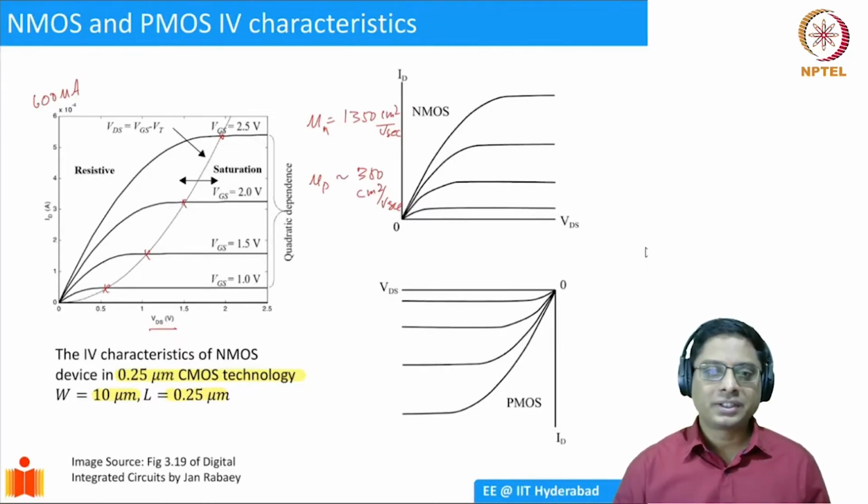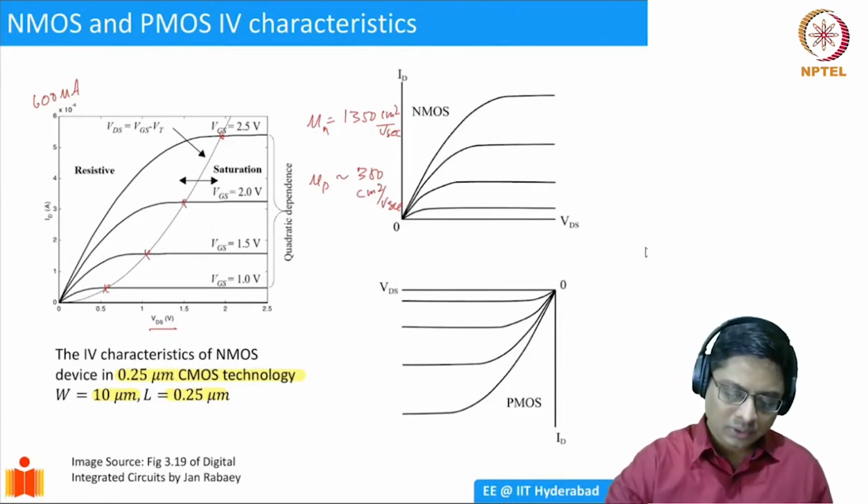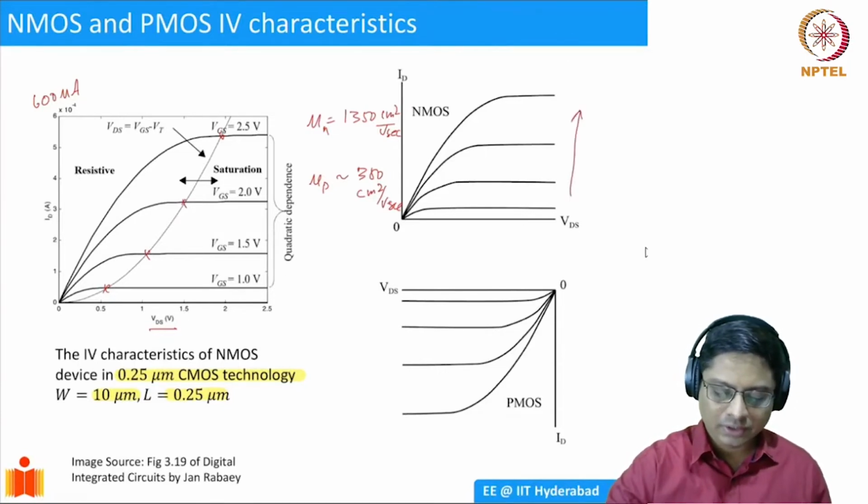So how do we deal with it? How do we increase the current in a PMOS device? Since mobility is smaller, typically we take the PMOS transistor to be wider. The W we take it to be larger to get the same currents. So this we have already seen, the quadratic variation in the current.